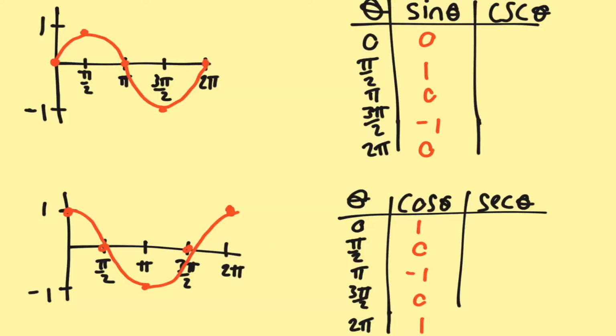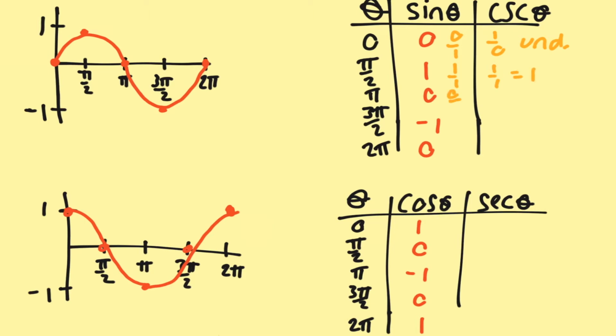The cosecant and secant points come from the sine and cosine points. They're reciprocals of each other. So if the sine is 0, or 0 over 1, the reciprocal of that is going to be 1 over 0, which is undefined. 1, or 1 over 1, reciprocal is 1 over 1, which is 1.